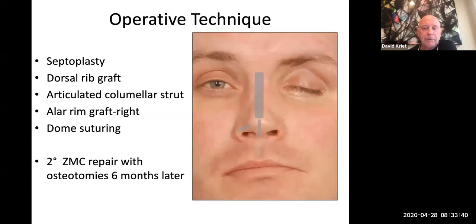And so in this situation, we did a septoplasty, a dorsal rib graft, articulated a columellar strut and a little notch there to provide an L-strut foundation. Did a rim graft on the right to help support that external valve and some dome suturing. And then secondarily, I did a ZMC repair by osteotomizing everything and then repositioning his zygomatic complex. And so this is him after that rhinoplasty and the zygoma repositioning.